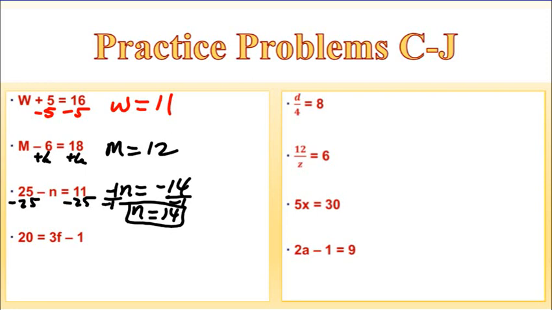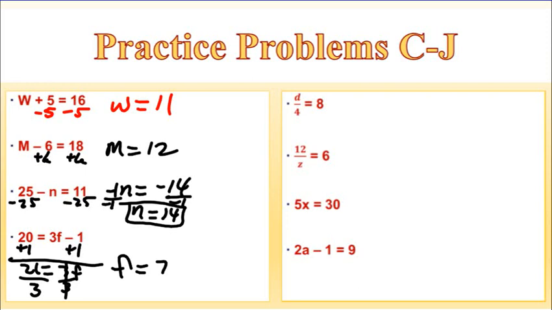Next one: 20 equals 3f minus 1. To get 3f by itself, I add 1 to both sides, and I have 21 equals 3f. To get f by itself, divide by 3. Whatever I do on one side, I must do on the other. So f would have to equal 7.